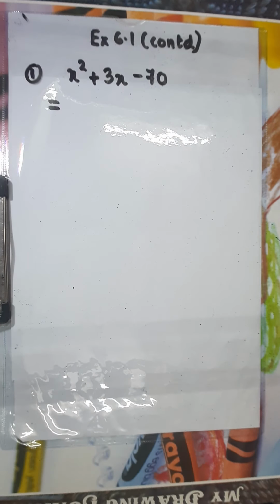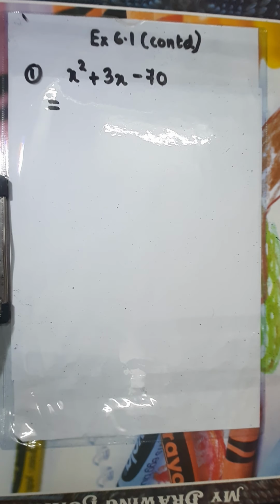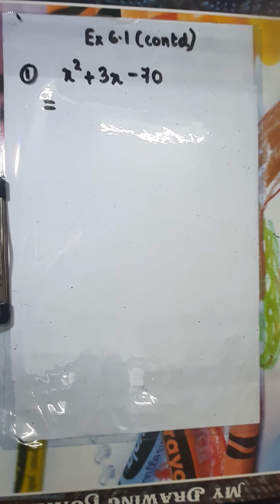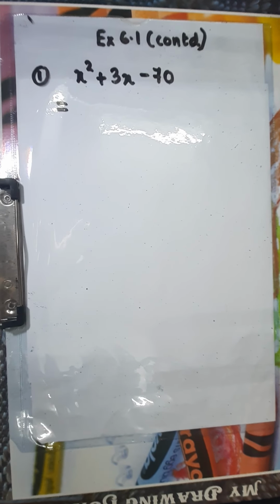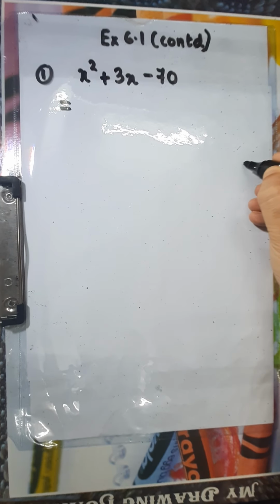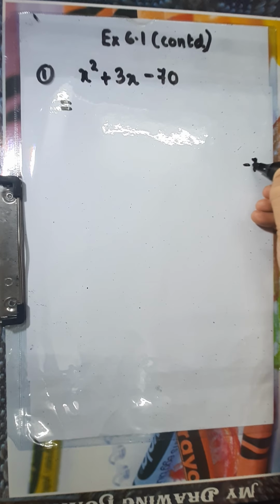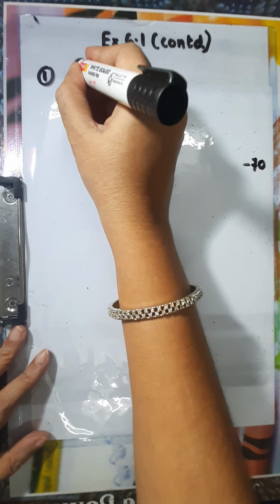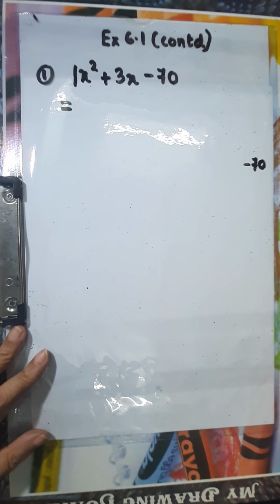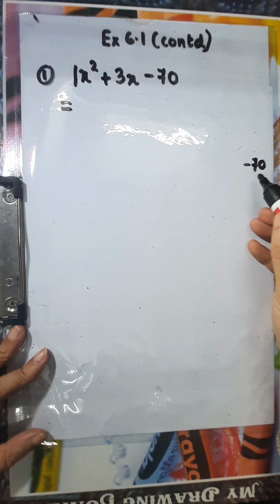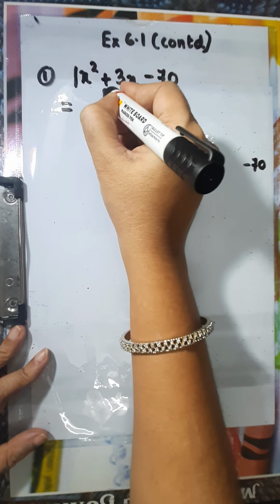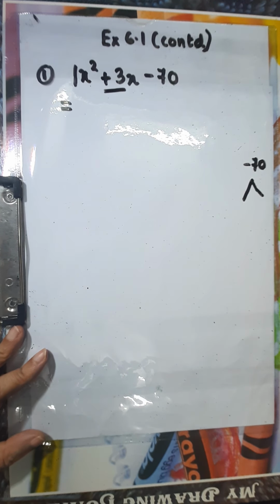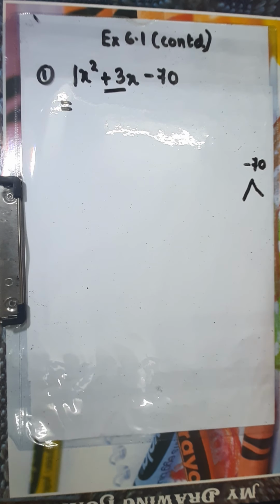Now you just see the first sum. x square plus 3x minus 70. Now I have to split minus 70 because here there's 1. Okay, I keep on repeating, there's 1. So when you multiply it, it remains the same, right? When I split minus 70, I have to get 3 and I have to subtract to get 3. Okay, now how will I subtract and get 3?